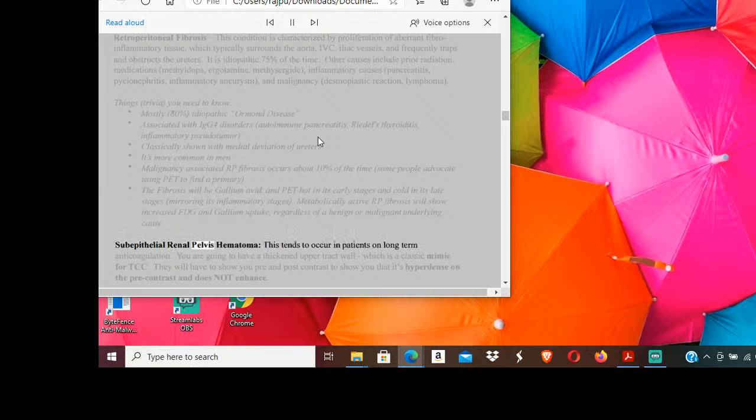Subepithelial renal pelvis hematoma. This tends to occur in patients on long-term anticoagulation. You are going to have a thickened upper tract wall, which is a classic mimic for TCC. They will have to show you pre- and post-contrast to show you that it's hyperdense on the pre-contrast and does not enhance.